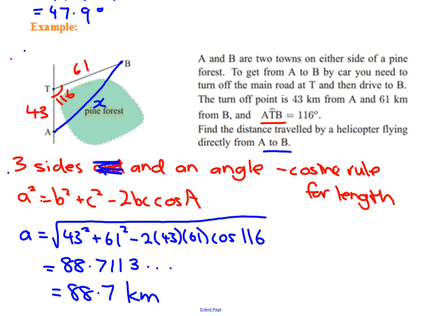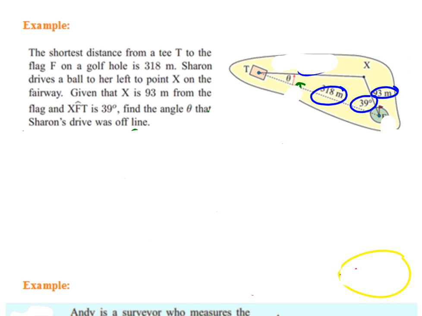Right, next one. Another word problem. The shortest distance from TT, this is a golf course obviously, from TT to the flag F down here on a golf hole is 318 meters, so that's been put in for you.